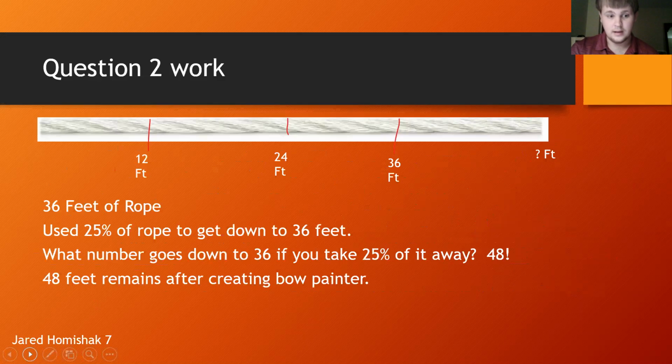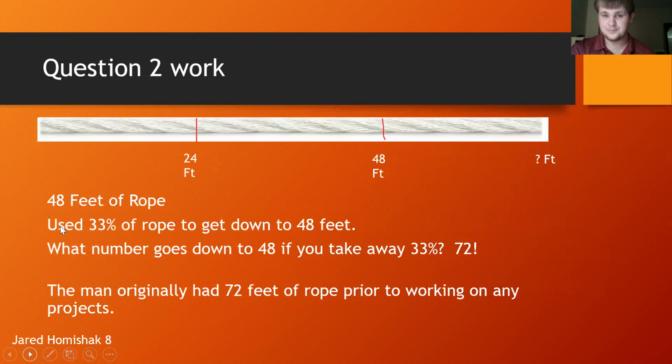Now let's take that knowledge and fill out the second part. Now we know he has 48 feet of rope, and before he did anything with it, he used 33% of the rope to get down to 48 feet. As a result, we're looking for a number, yet again, that when you take away 33% of it, goes down to 48. We find out that this number is 72. As a result, we now know that he had 72 feet of rope when he started his project.